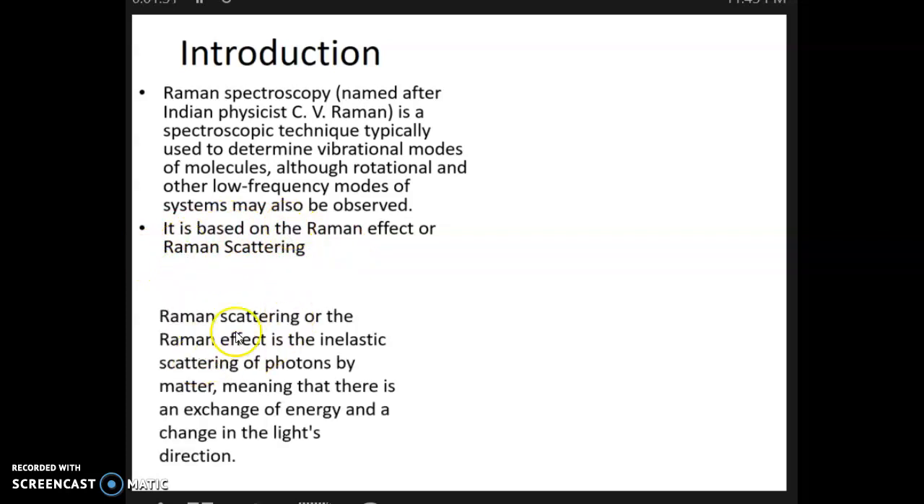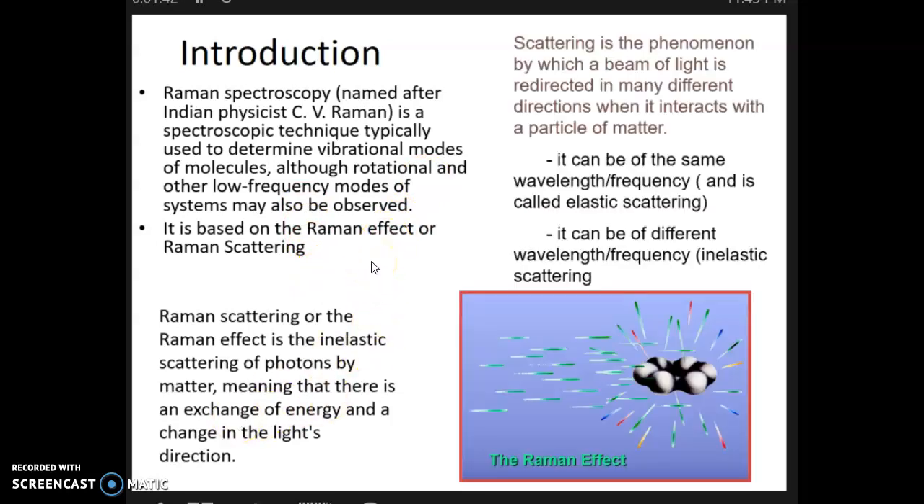And Raman scattering is inelastic scattering of photons by matter, meaning that there's an exchange of energy. So what is inelastic scattering? Scattering in itself is a redirection of light by matter. So this is light of one frequency, monochromatic light. It encounters an object and it's scattered. So you see the different colors.